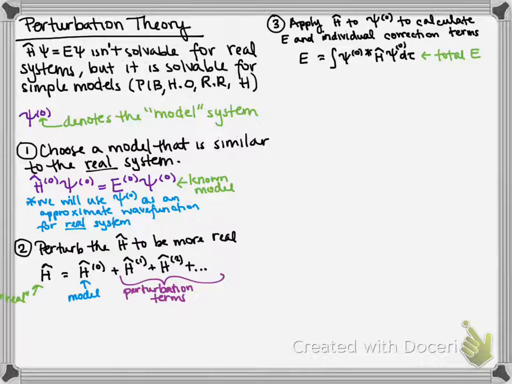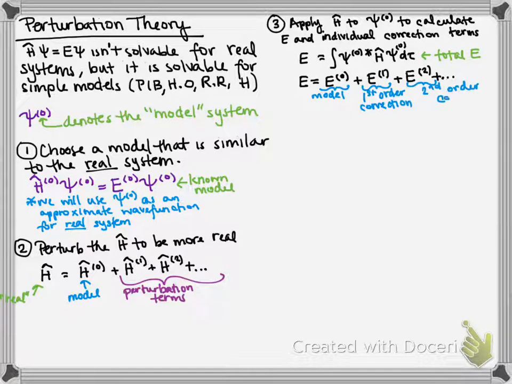But what if we just want individual correction terms? Because remember, we know E0. That just comes from our model. We've already done that math. We don't need to do it again. We can do it again, but we don't need to.